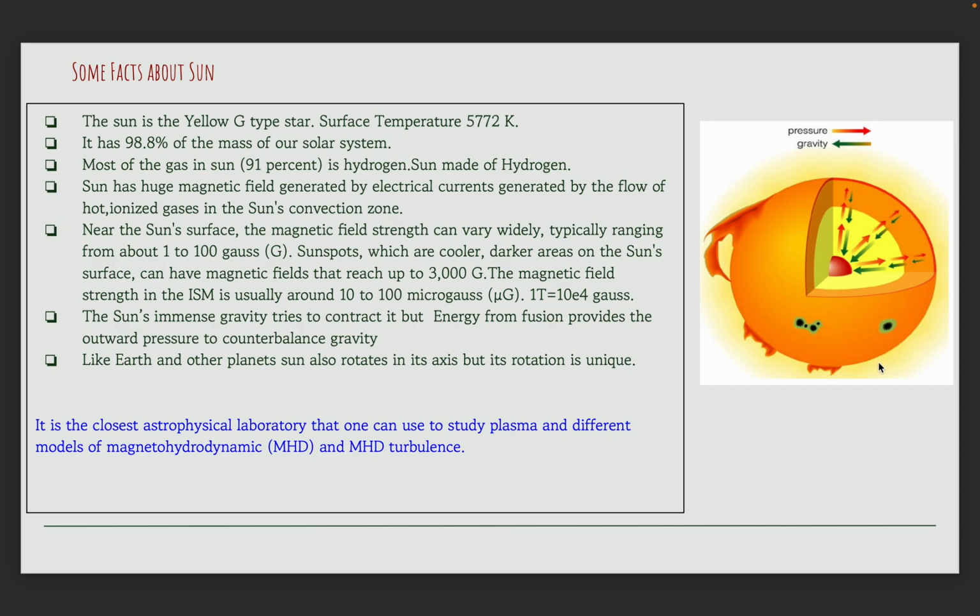The Sun is the closest astrophysical laboratory that we can study. We can know about the plasma conditions of the Sun, and also we can make different models of magnetohydrodynamics and turbulence, how the Sun becomes turbulent, and how the Sun emits radiation, by studying the Sun.